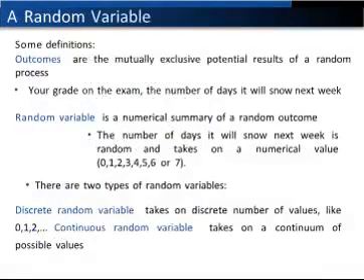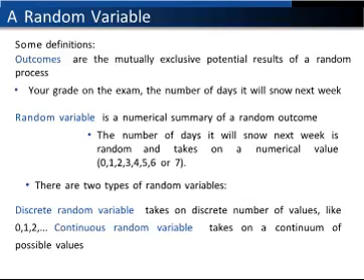A random variable. Some definitions. Outcomes are the mutually exclusive potential results of a random process. Your grade on the exam, the number of days it will snow next week. A random variable is a numerical summary of a random outcome. The number of days it will snow next week is random and takes on a numerical value from 0 to 7. There are two types of random variables.